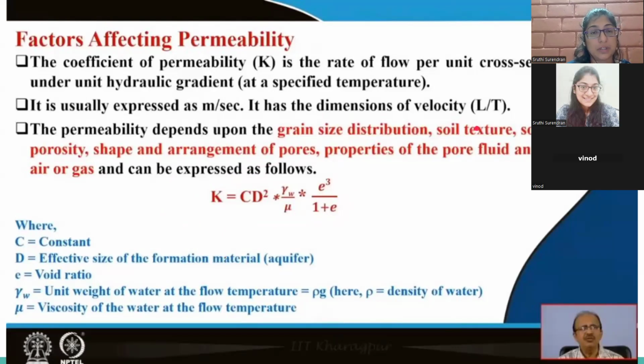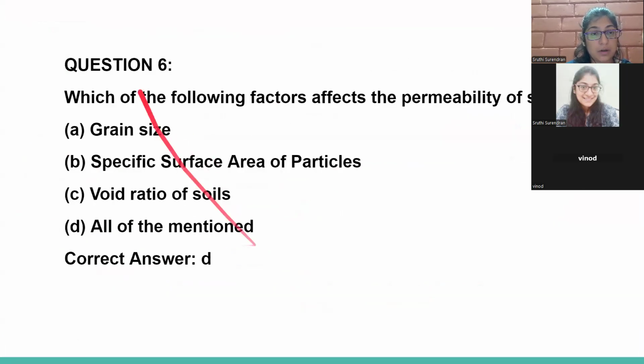Again, grain size distribution, soil texture, soil structure, porosity, shape of the particle, arrangement of the pores, property of the pore fluid, and as well, it's not just water that is going to be there in the pores. Sometimes there is air also going to be there in the pores, or carbon dioxide gas and all. So it will also depend on the properties of all of that. So in this case, all of the mentioned, it is dependent on the grain size, it is dependent on the specific surface area of the particles, it is dependent on the void ratio of the soil. So option D will be the right answer.